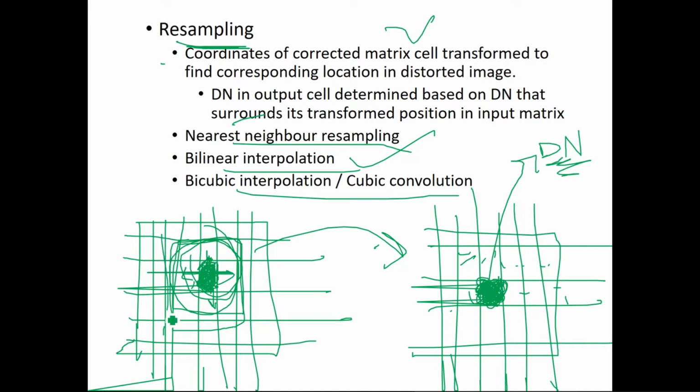You will consider 16 cells around the actual point of interest, the pixel of interest. Based on those 16 cells, you will figure out the DN in the output. So this is bicubic interpolation, or cubic convolution. If you correct your image using this method, it will be sharper than both nearest neighbor resampling and bilinear interpolation.